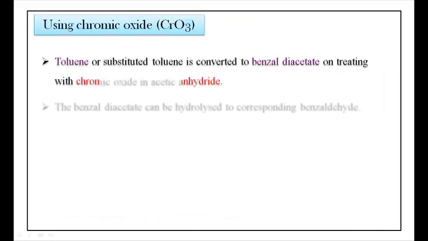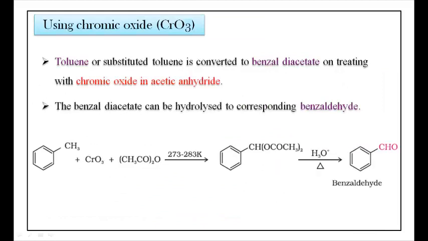Toluene can also be oxidized into benzaldehyde by using another mild oxidizing agent, that is chromium trioxide in acetic anhydride. When the reaction is carried out, toluene is first converted into benzyl diacetate. The benzyl diacetate formed can regenerate benzaldehyde on hydrolysis.